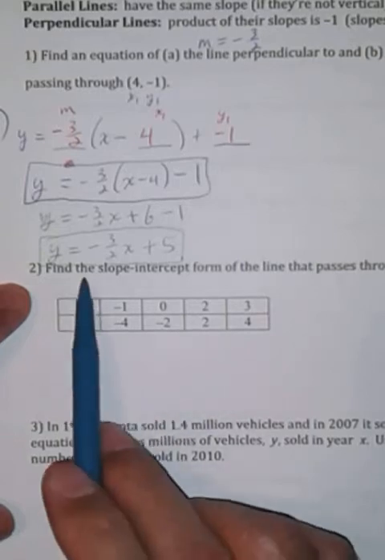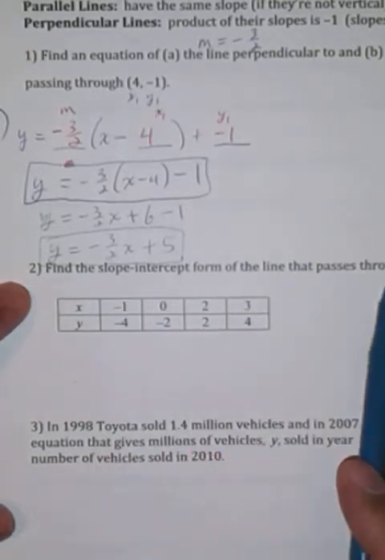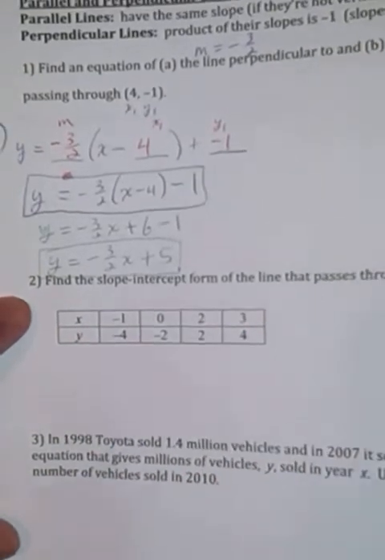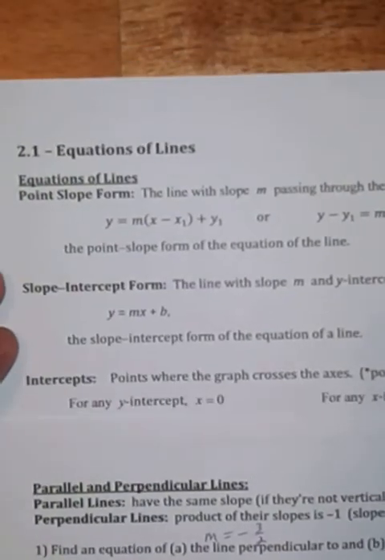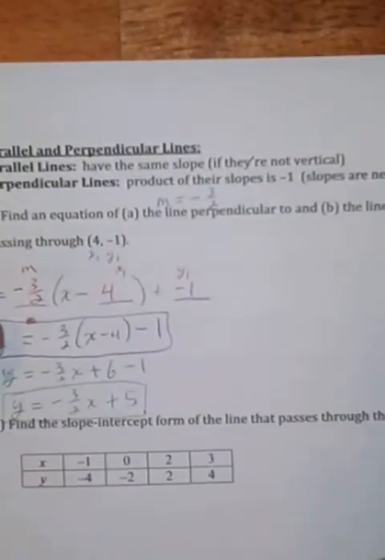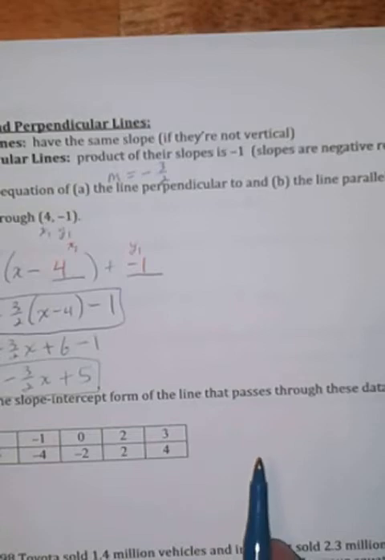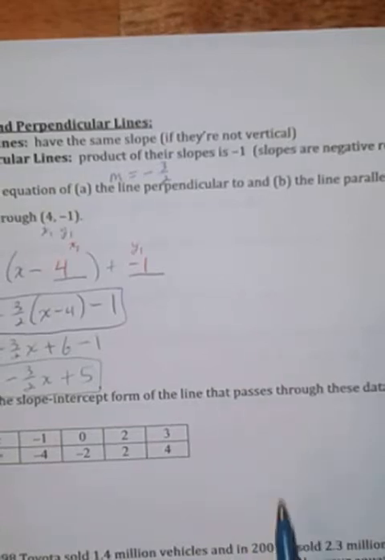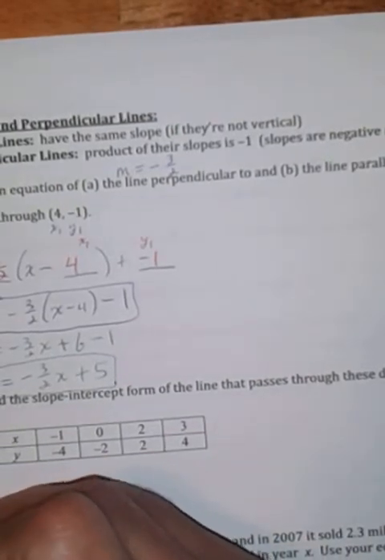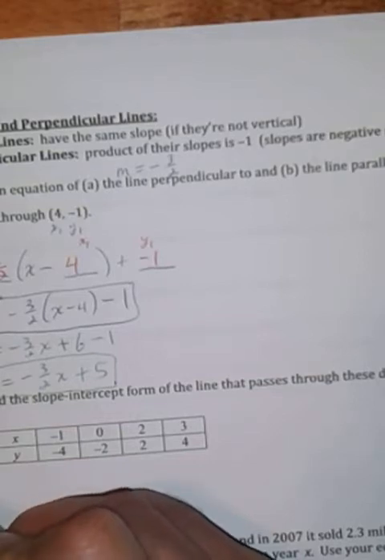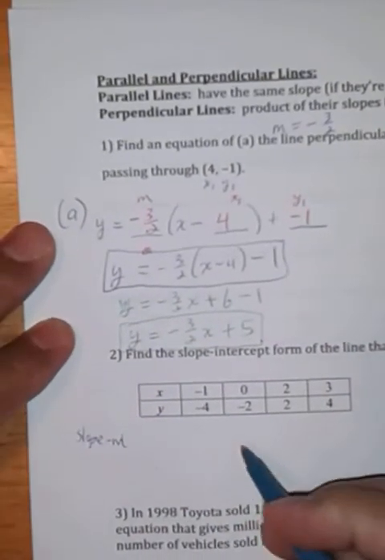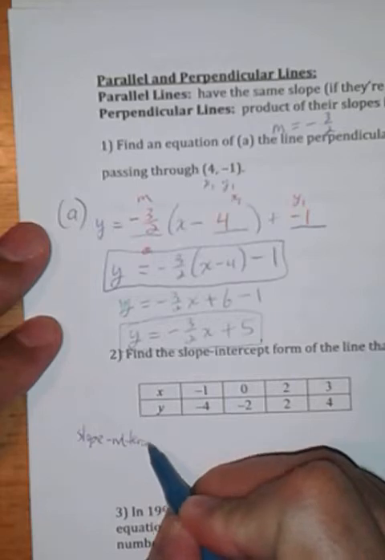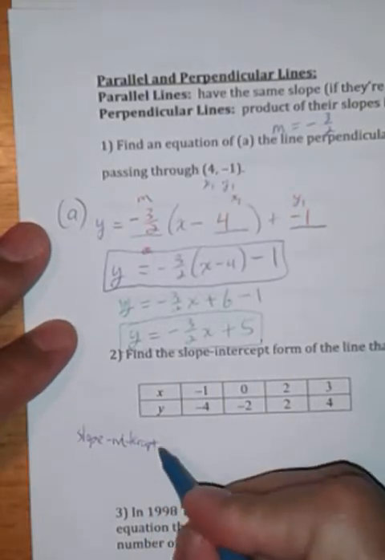Let's say it asks us here to find the slope-intercept form of the line that passes through these data points. Again, you're going to use these equations and see which one fits. But I would like you to also find the point-slope form. The slope-intercept form, that's what the question asks. All right, so we want to do that.